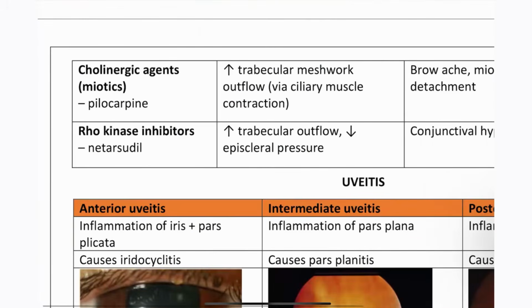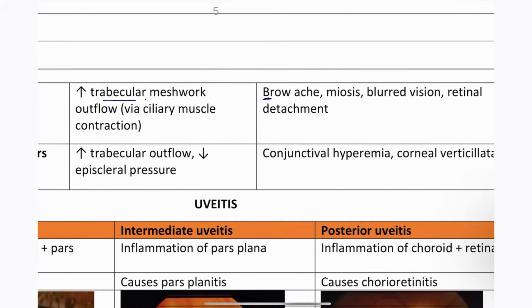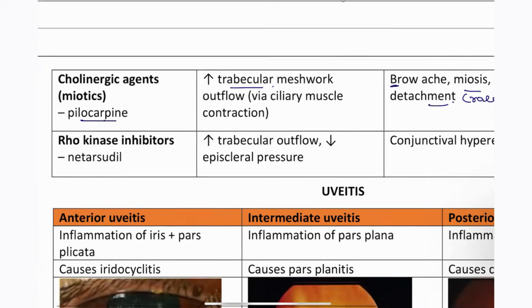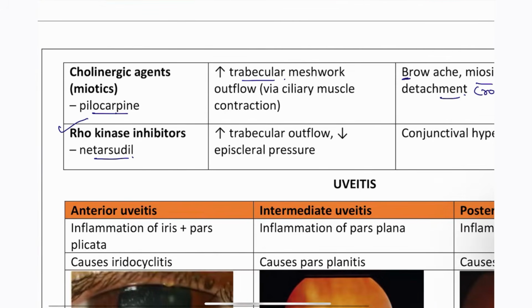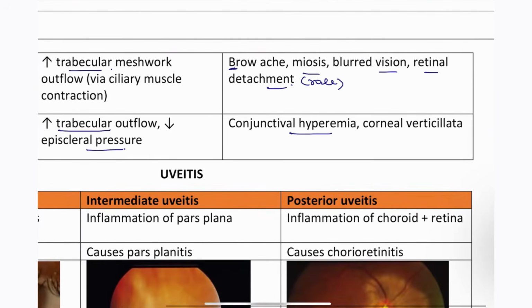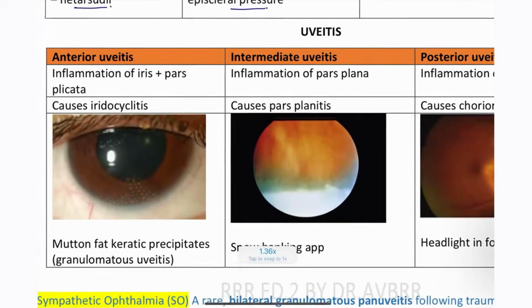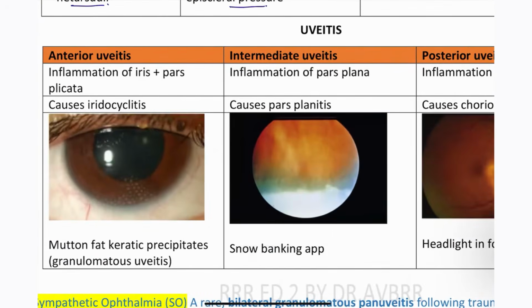Next, cholinergic agents, which are myotics. Pilocarpine increases the trabecular outflow. Side effects are brow ache, meiosis, blurred vision, and retinal detachment, which is very rarely seen in this patient. Next, rho kinase inhibitors, netarsudil. It also increases the trabecular outflow, decreases the episcleral venous pressure, and causes conjunctival hyperemia and corneal verticillata.